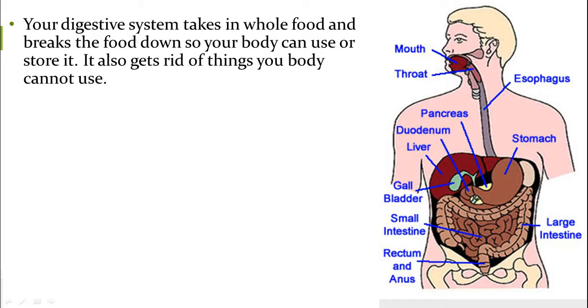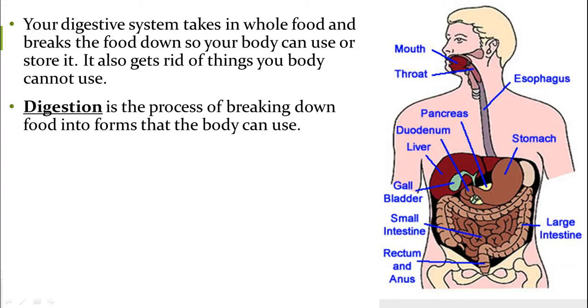All right, so the digestive system takes in food, breaks it down so that we can use it or store it. Sometimes we're storing it for later, right? And it gets rid of the things our body can't use. Any sort of waste products like that we want to get rid of can be taken out of our body through the digestive system.